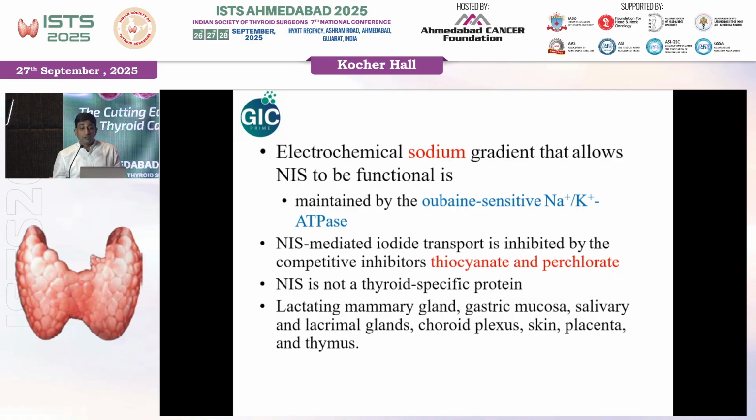Sodium iodine symporter mediated iodide transport is inhibited by competitive inhibitors like thiocyanate and perchlorate. It is not a thyroid specific protein. The lactating mammary glands, gastric mucosa, salivary gland, lacrimal gland, choroid plexus, skin, placenta, and thymus also have the sodium iodine symporter on their cells.